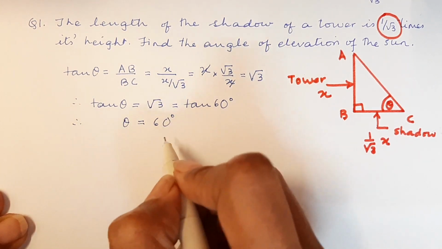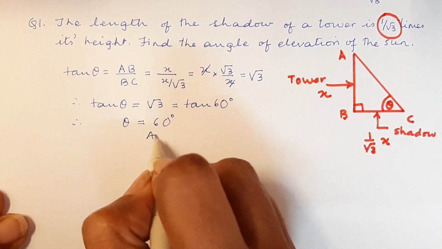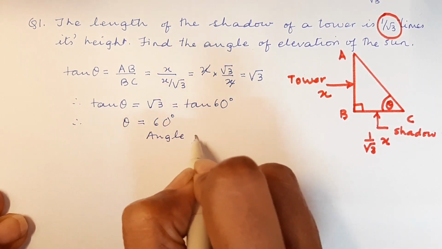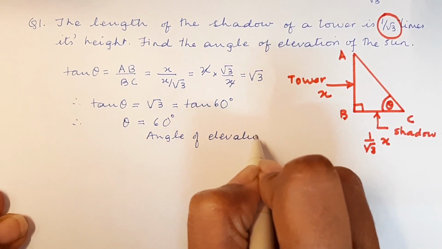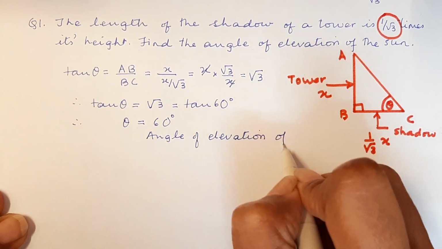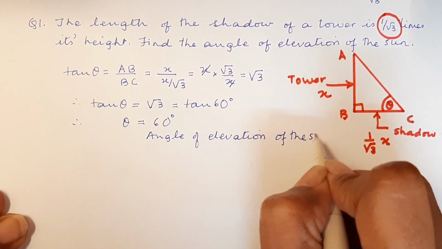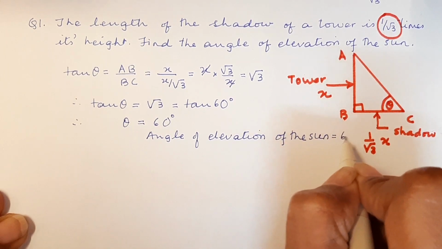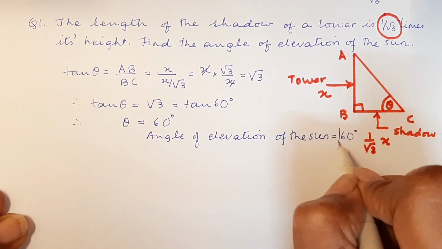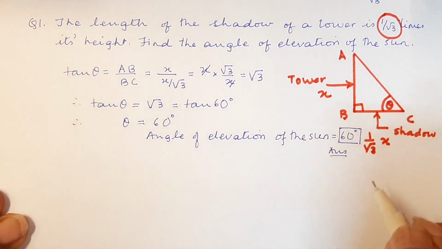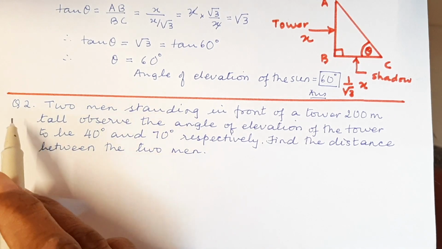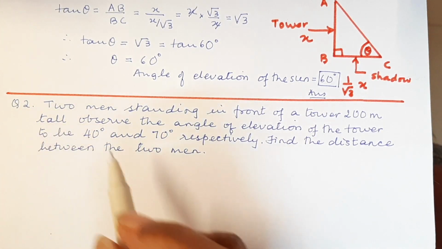And what is our theta? It is the angle of elevation of the sun, and that is 60 degrees. So we have our answer. Let us come to question 2.